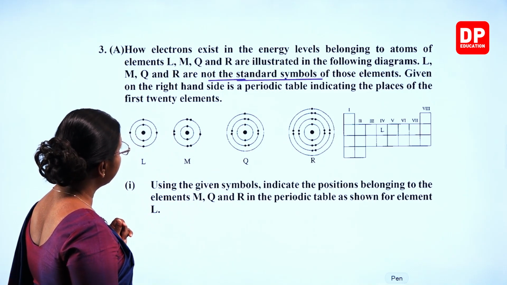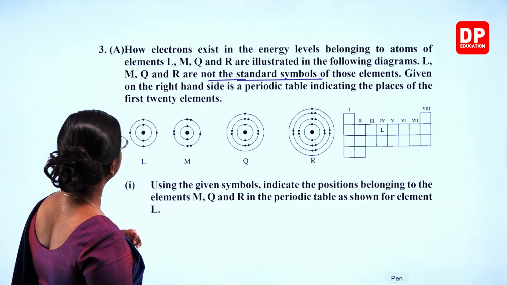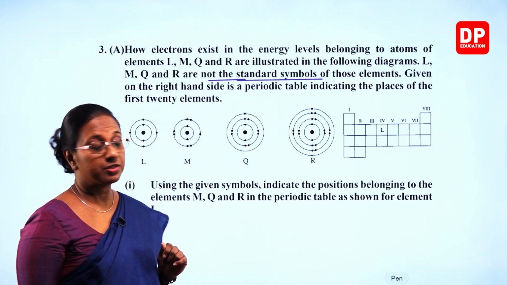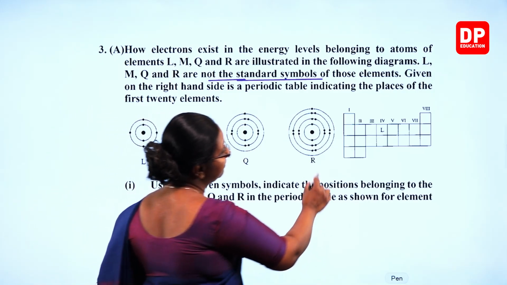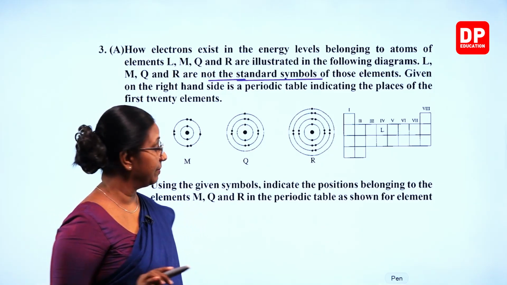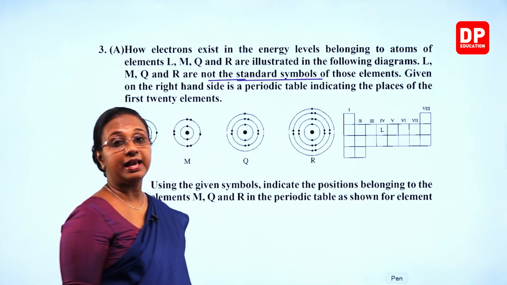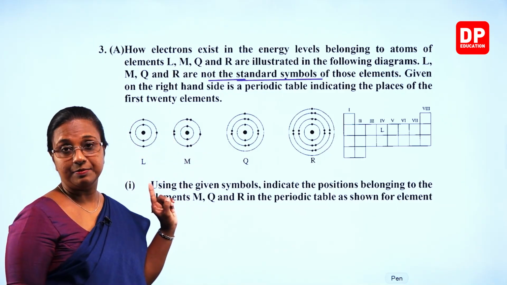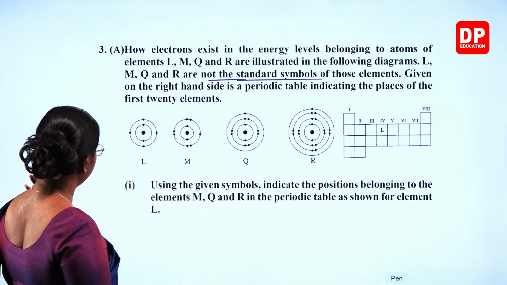Given on the right hand side is a periodic table indicating the places of the first 20 elements. So, here we have the elements L, M, Q, R and here we have the periodic table that indicates the first 20 elements. And in that also you can see they have marked the element L, that is this first element. So, now if we look at the elements, can you all identify them?